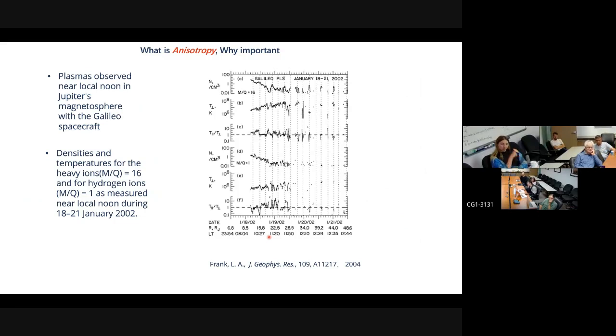And anisotropy can also be important in planetary systems. So here's a plot showing the plasma observed near the local noon in Jupiter's magnetosphere with the Galileo spacecraft. The plot here shows the density and the temperature for the heavy ions with the mass charge ratio equal to 16, and for the hydrogen ions. So the top three are the plots for the heavy ions, and the bottom three are the plots for the hydrogen ions with mass charge ratio equal to 1, as measured in the local unit. So just by looking at plot C and plot F, we can see that the plasma is very different from an isotropic system.